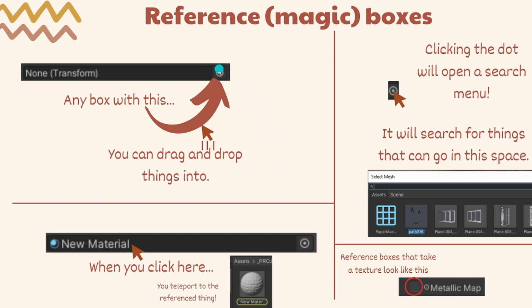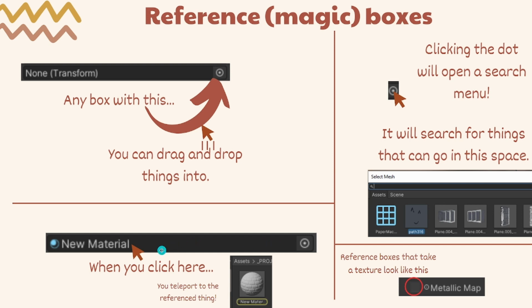Any box that has a little dot like this, if you click on it, it will open up a little search box that will let you search everything in your project that matches the type of thing that the reference is looking for. So you can see it says in brackets transform. So that's what this particular one is looking for. Anything that says transform is looking for a game object. Over here, you can see this one is looking for a material.